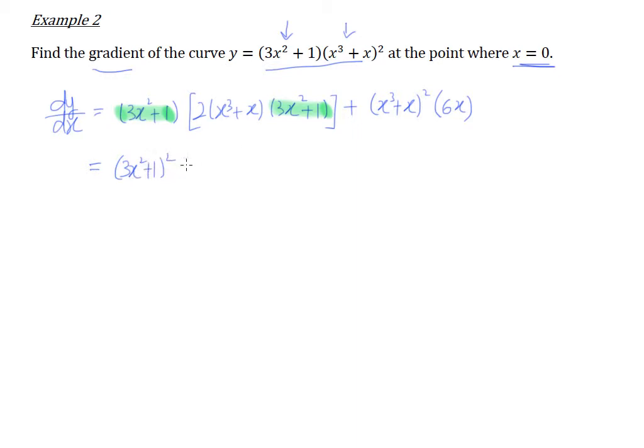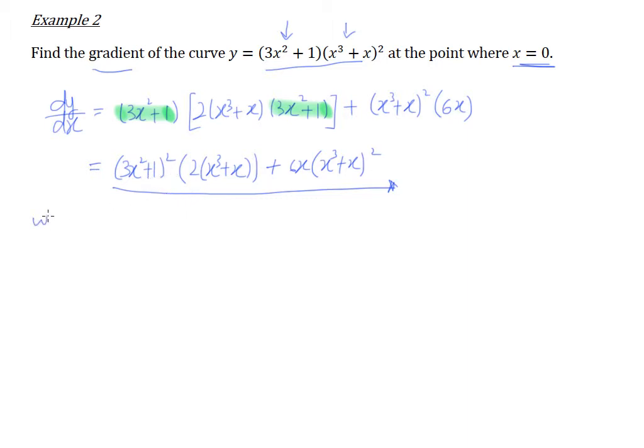Nothing too special about this. And what's left here will be a 2 x cubed plus x. Actually you can multiply in the 2, which will become 2x cubed plus 2x, but it's not necessary. We just continue with what we have at the back, which is 6x multiplied by x cubed plus x bracket squared. So there you go. This is our dy dx, which is the gradient function, as well as the machine that helps us find the gradient at any point we want.